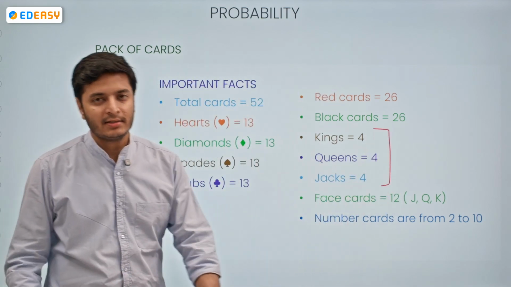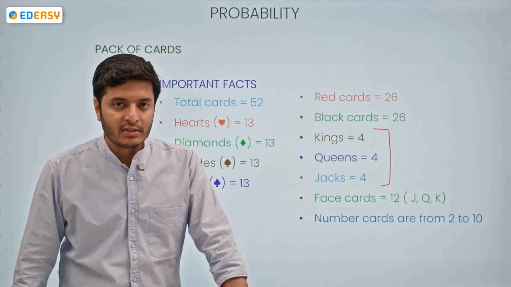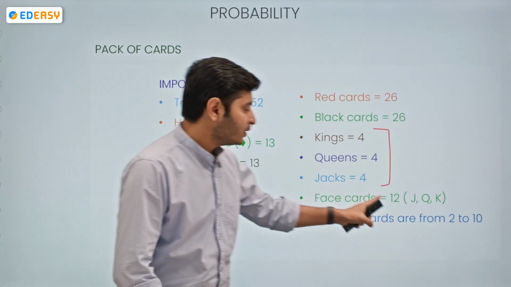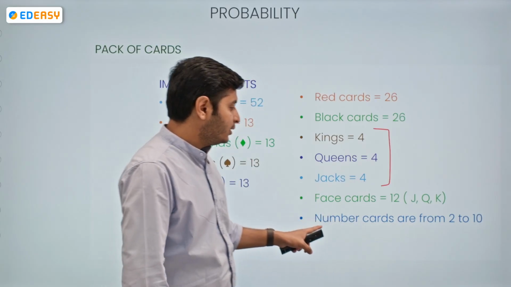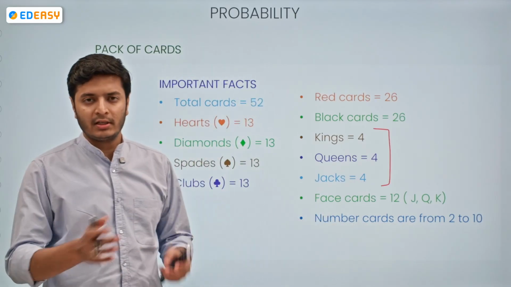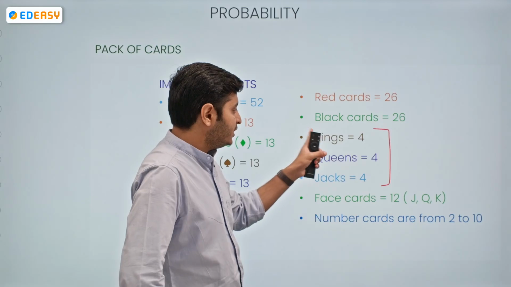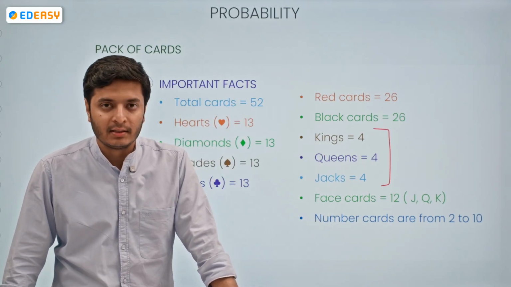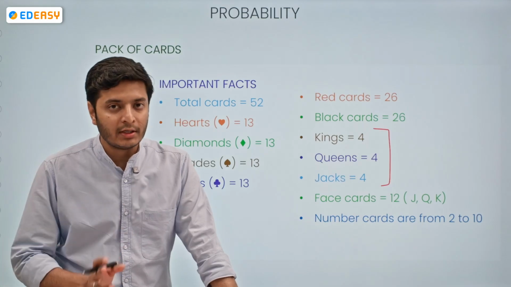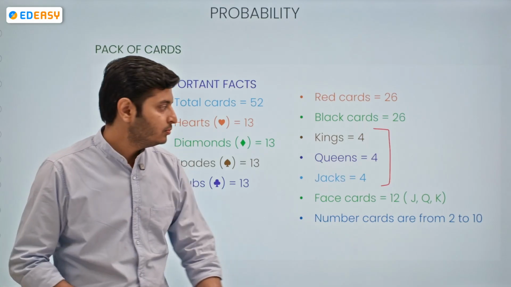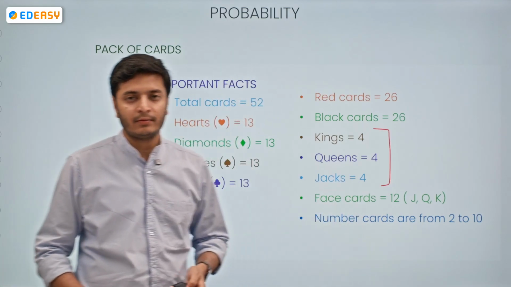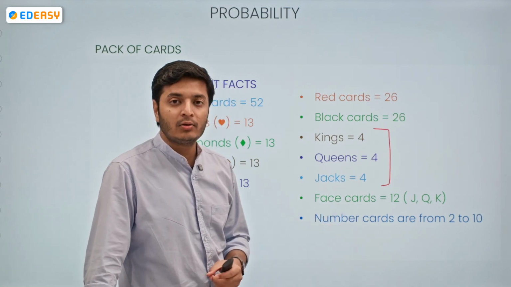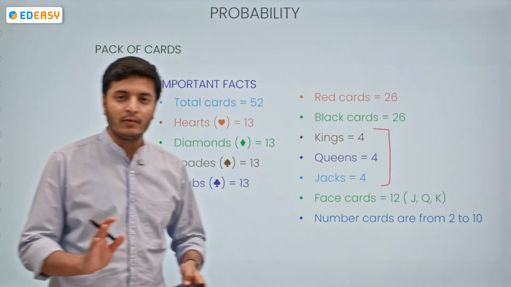Now these kings, queens and jacks are also known as face cards. So how many total face cards can there be? 12. Then the numbered cards are from 2 to 10. So these three are known as face cards. We are not going to include aces here. Aces are not included in face cards. You need to remember this very carefully, because this is the most confusing part, the face cards. You cannot include aces here. Okay, so only 12 face cards.